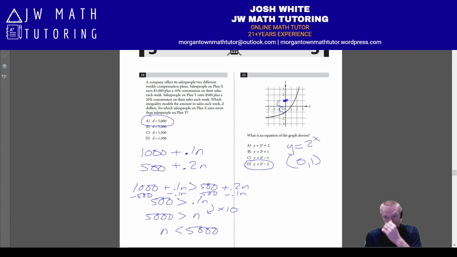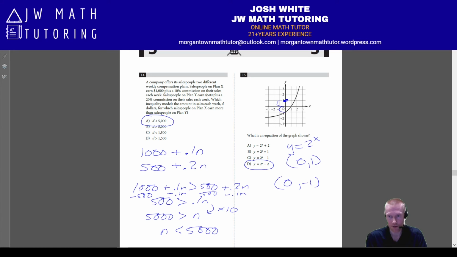But let's just say that you did not recognize the vertical shift and the parent function. Then what I would do is take a point on the graph and plug it in and see which of these four it works out in. So what I mean is take (0, -1). That's a point on the graph.